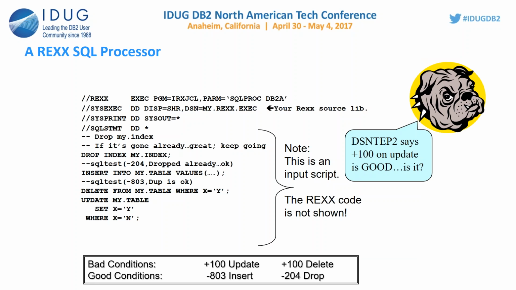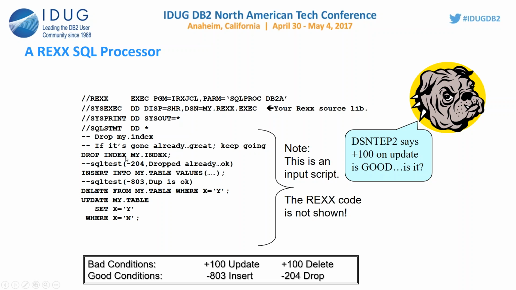Real quick, another one that we did was what we call SQLProc. This is kind of like a batch SQL processor. It's a little bit like TEP2 or TEP4. The main difference is it can't run a select. We didn't try to figure that out. But what we added to it was the ability to tolerate an SQL code.